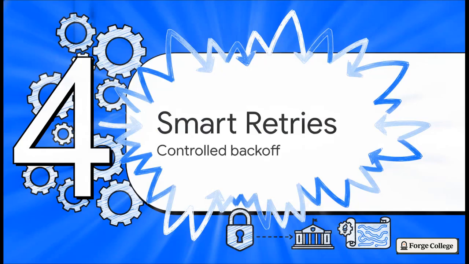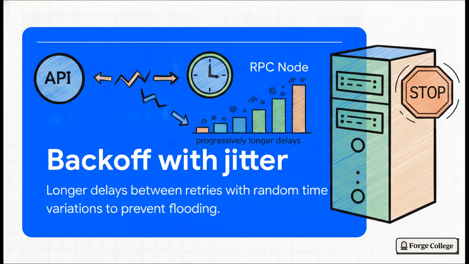Section 4. Smart retries and backoff. Now that we have our idempotency safety lock firmly in place, we can actually start performing smart, controlled retries.